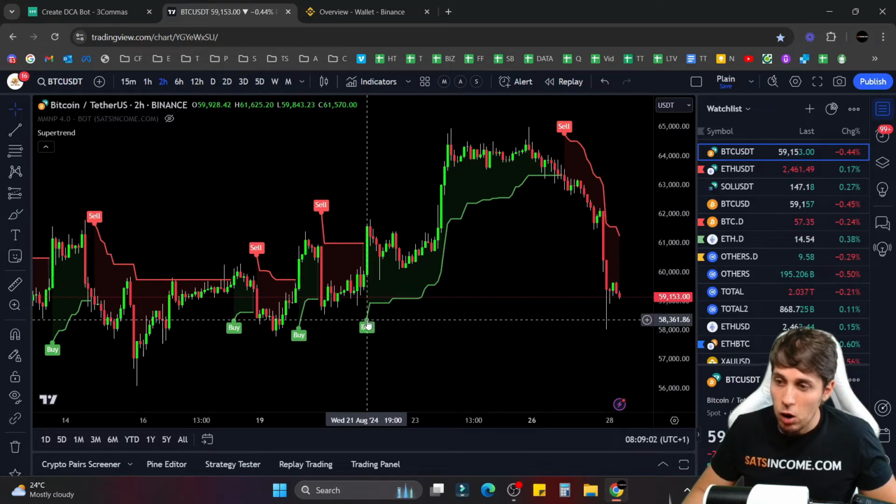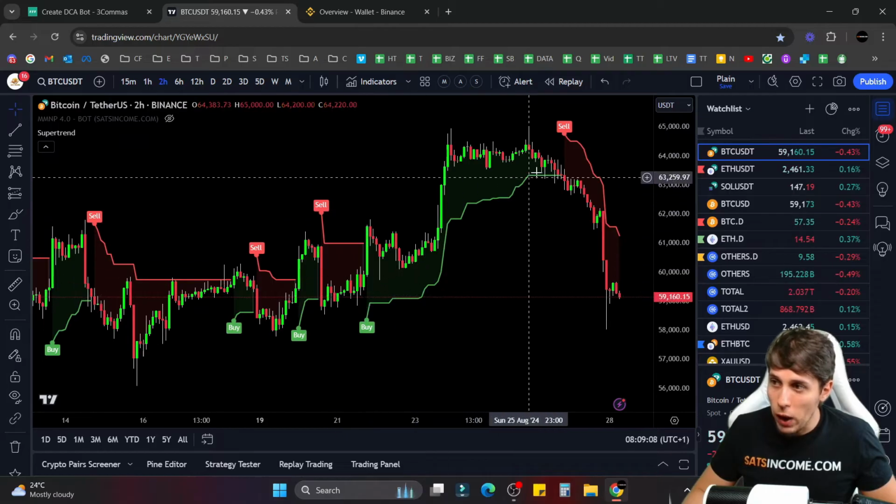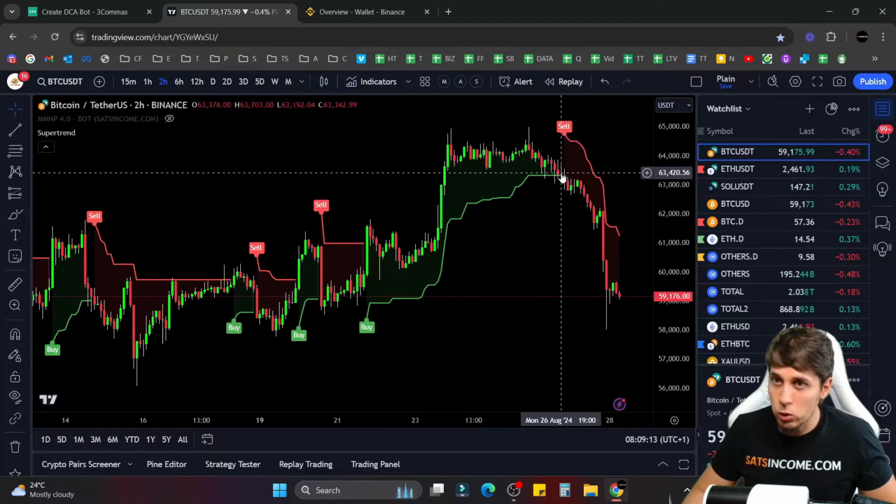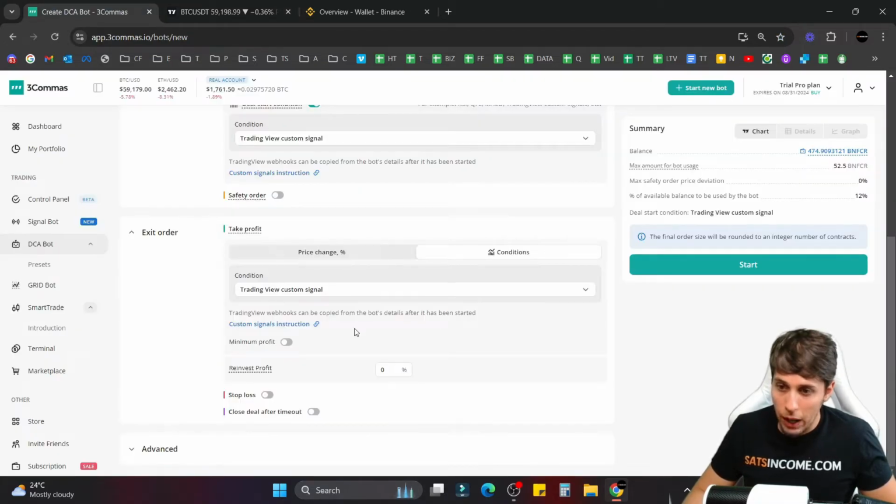So in this case, we are setting up a long bot, so the bot is gonna buy right here, and then it's gonna wait until it gets a sell signal from the indicator, right? And when it receives a sell signal, that's when it's gonna exit the trade. That's what's gonna happen in this case.